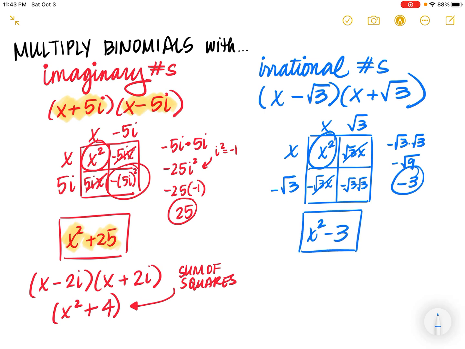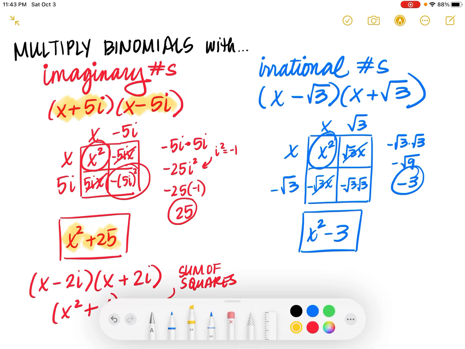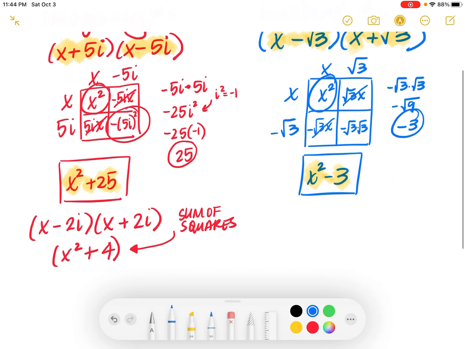So if you want to think of this as a difference of squares, you kind of can. Here we have x squared minus 3. A difference of squares would mean square root the first term, x, square root the second term. Well, the square root of 3 is just the square root of 3. We can't simplify that at all. Subtract 1, add 1. Okay, one more quick example to show you the pattern.